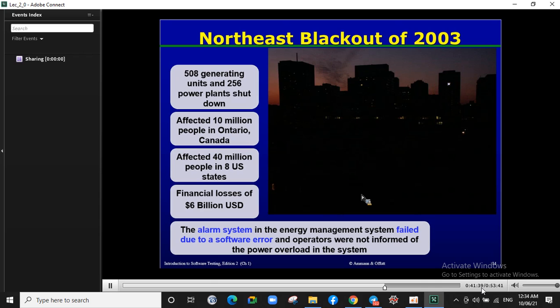And this blackout continued in some parts of these regions for about a week. So this is a bad catastrophe.